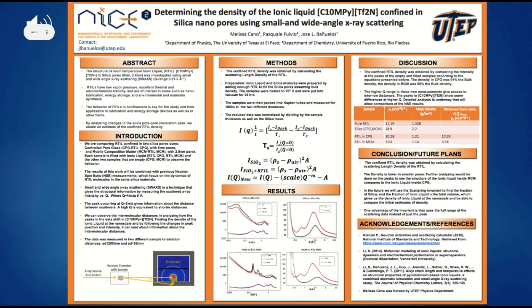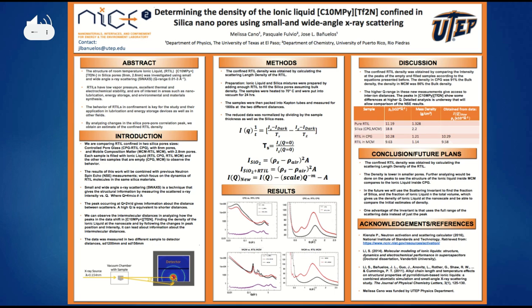What we did is that we analyzed the changes in the silica pore-to-pore correlation peak, and we obtained an estimate of the RTIL density. We concluded that the density is lower in smaller pores. The RTIL density was obtained by comparing the intensity at the peaks of the empty and filled silica. The density in CPG was 91% of the bulk density, and the density in MCM was 86% of the bulk density, the bulk density being the density of the RTIL when it is not confined.